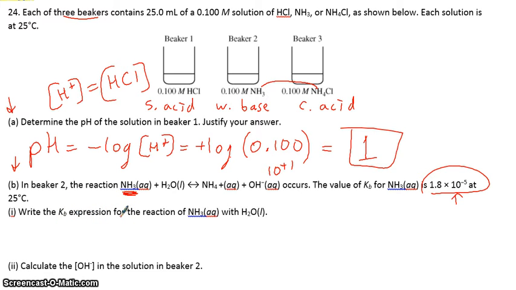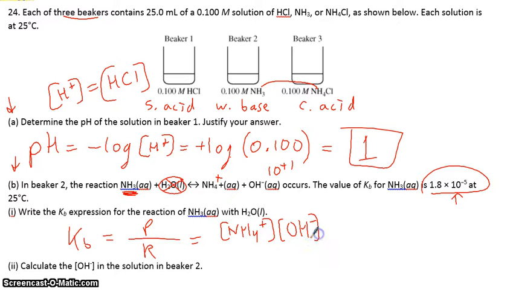Now the expression is just a general expression saying Kb is products over reactants. So you should always be able to write the equilibrium expression. We've done this plenty of times. Now the thing to remember is that water is a liquid. Liquids do not go into the equilibrium expression. So really we have NH4. This, by the way, should be a plus. That was left off. Apologize. Times OH minus divided by the concentration of NH3. This would be the expression.